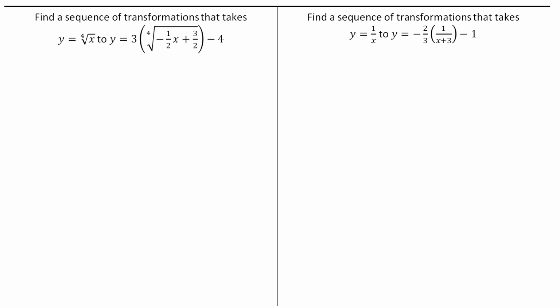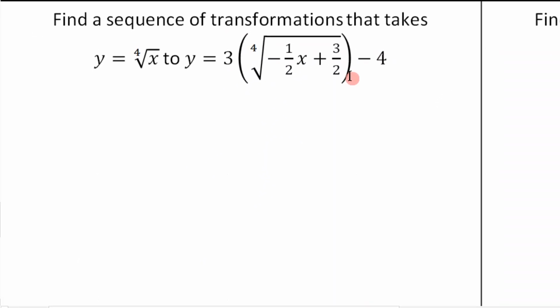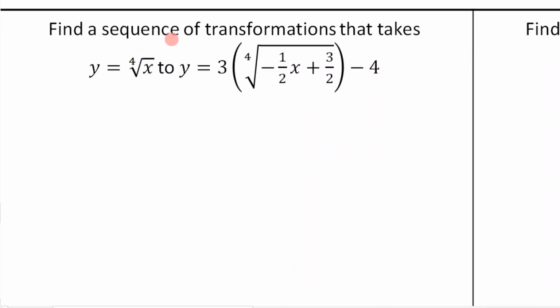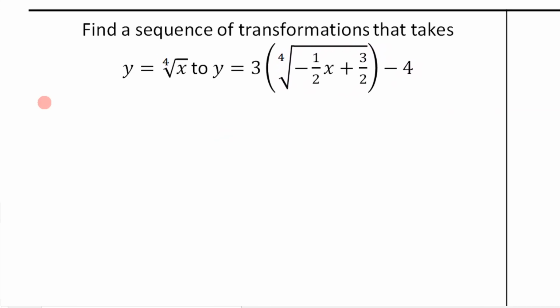Welcome. So we're going to continue to go through some examples here. Let's begin with this one right here. It says, find a sequence of transformations that takes this right here to this right here. We're going to do this first by inspection and then by the method. So let's write by inspection.